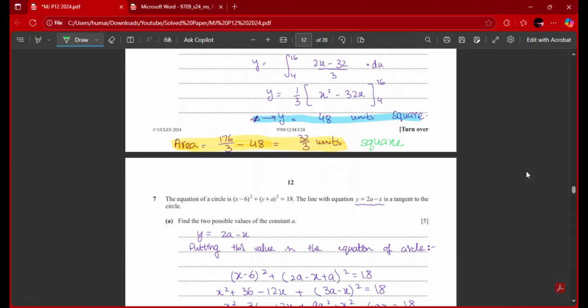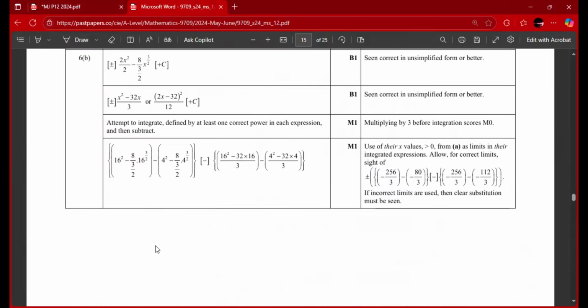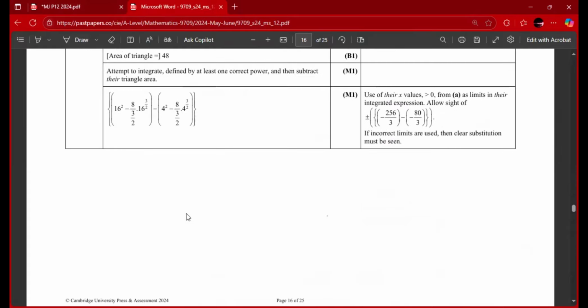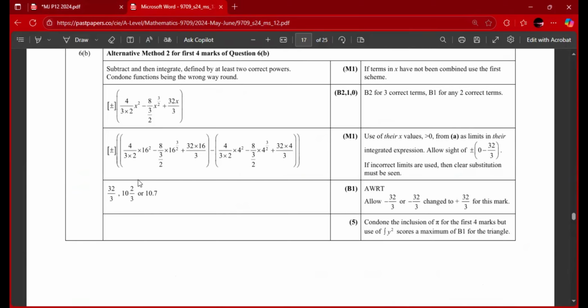Unit squared. I think you have to write unit squared. Let me just check. Sure, you do have to write unit squared. No, it's not compulsory for you to write unit squared. Okay, now we're done. Moving forward.